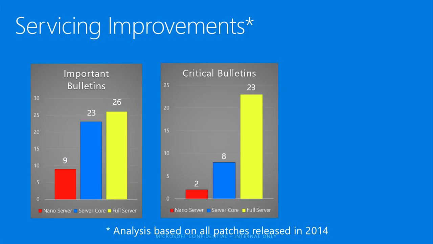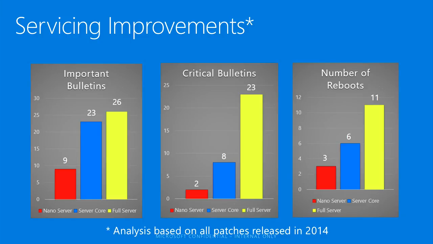That's a good thing. And if you look at the critical bulletins, important and critical, there's a big difference: out of 20, it's 23 versus 2. So that's about a factor of 10. Again, that depends on what code is running, which needs to be patched. And lastly, the number of reboots for those patches that you have to install: instead of 11 reboots, you have to do 3. So fewer things to be patched, less often to reboot. That means your system, your environment, your services, everything is up and running faster.